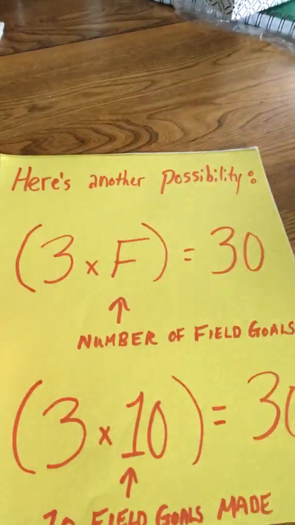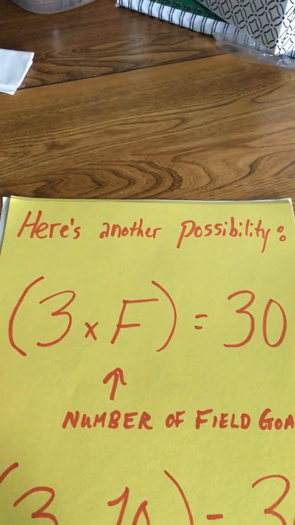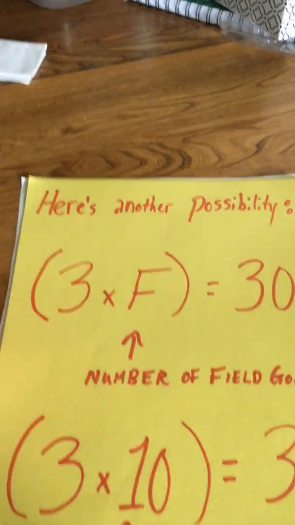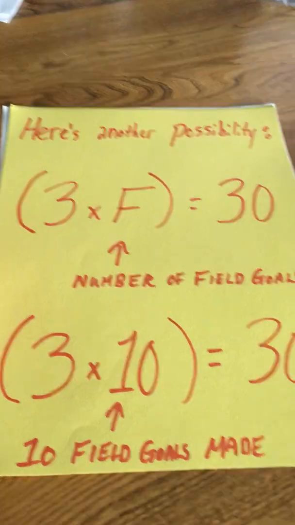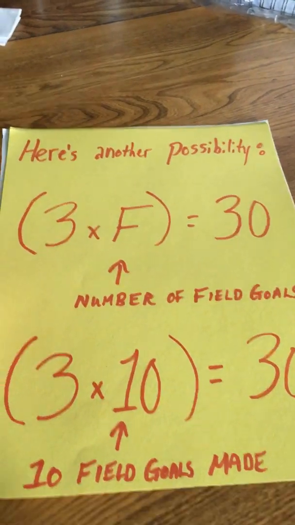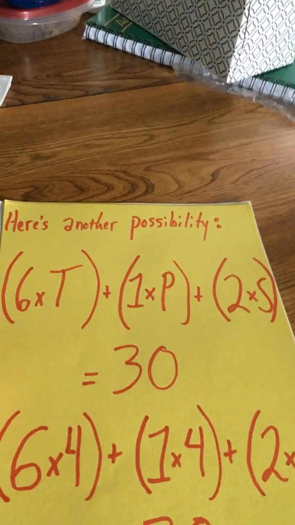We can extend this to field goals as well. 3 times F. F is our variable standing for the number of field goals. How many of them would it take to equal 30? That's pretty simple math to do. It would take 10 field goals all by themselves to reach 30 points. Fairly straightforward. That's 2 possibilities of ways to score 30 points.